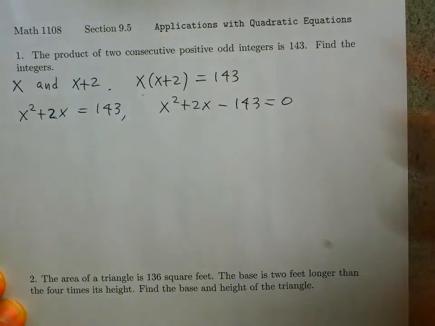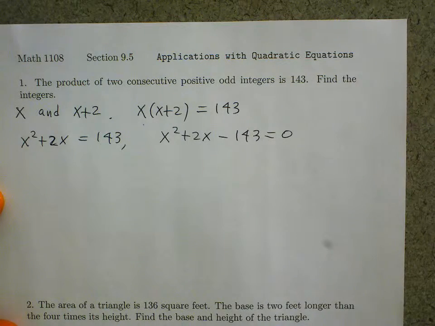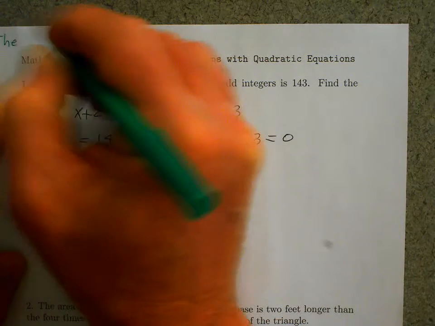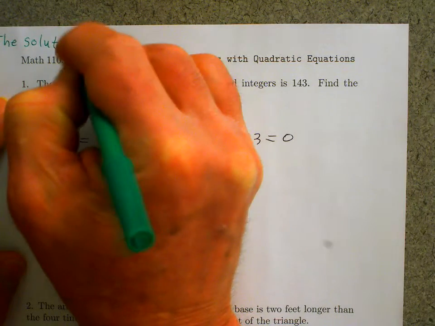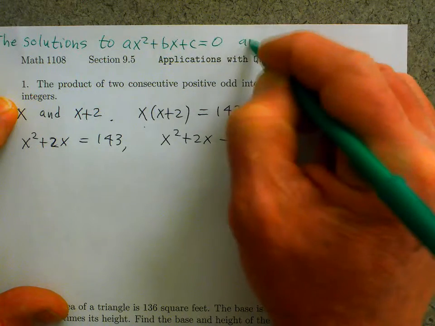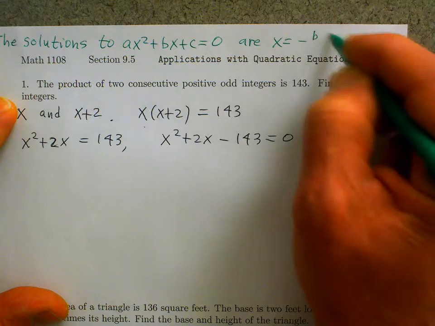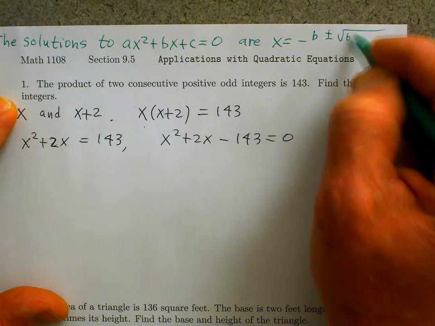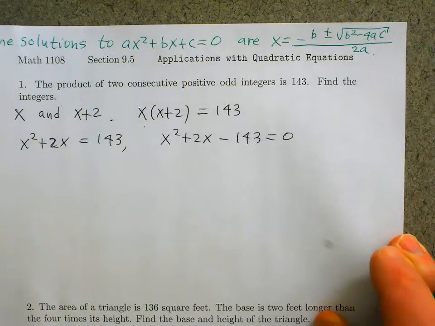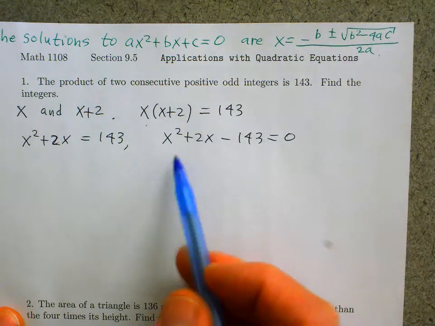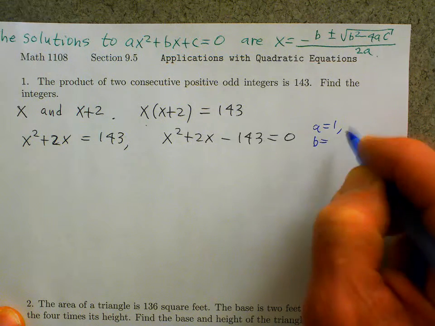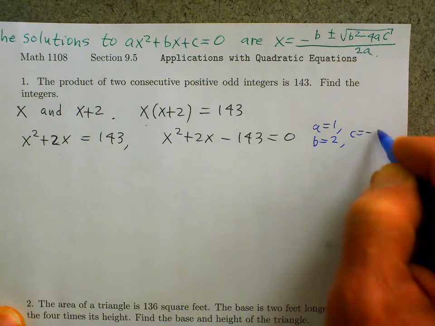A reminder, the quadratic formula, I'll write that up here at the top. Hopefully you've memorized this by now, but for now we'll have a reference. The solutions to ax squared plus bx plus c equals 0 are x equals negative b plus and minus the square root of b squared minus 4ac, all divided by 2 times a. For this particular quadratic equation, the value of a is 1, b is 2, and c is negative 143.